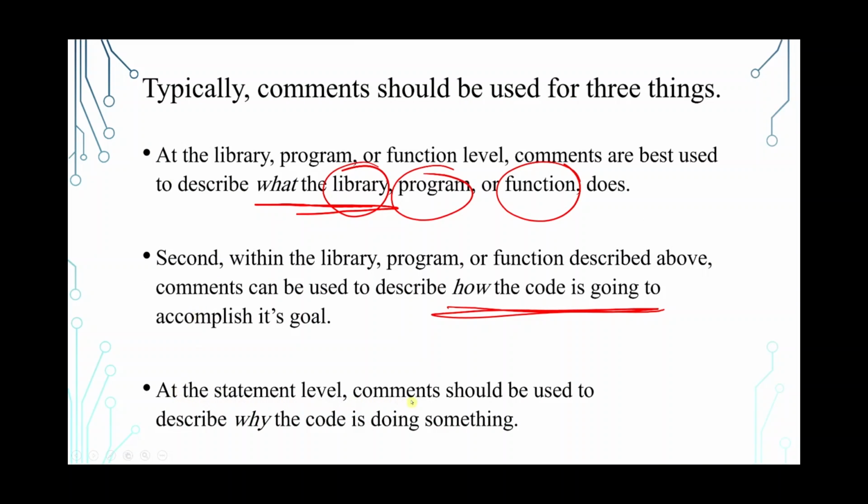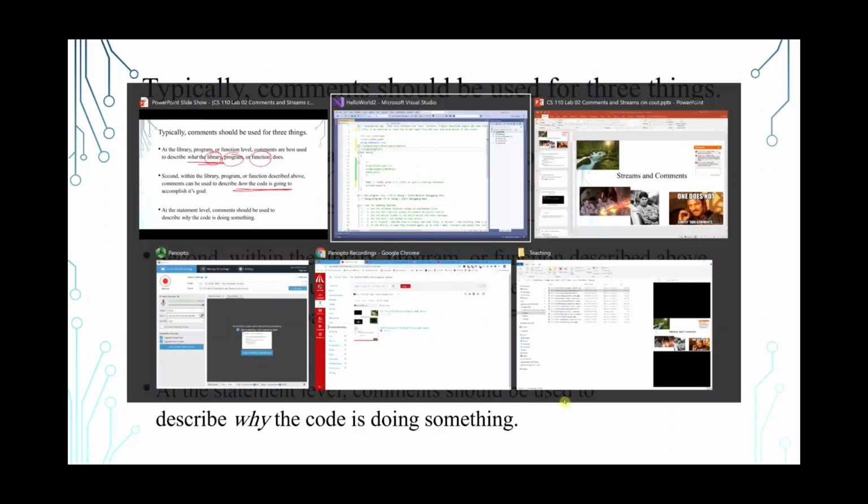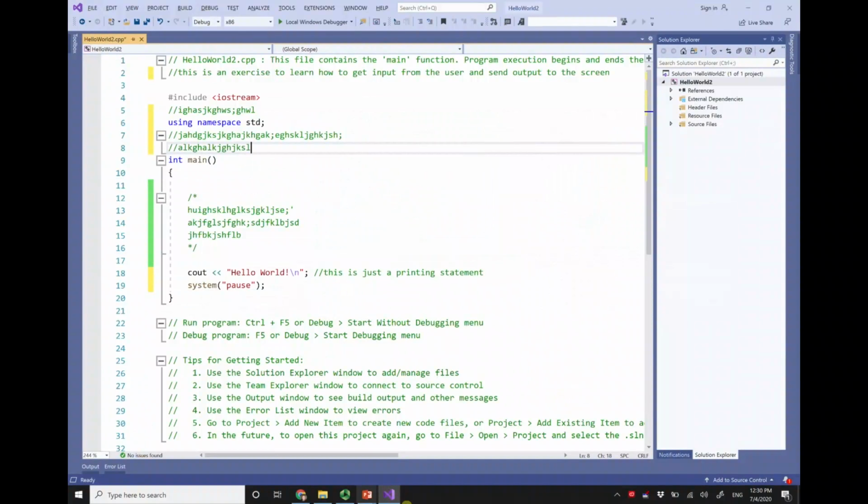So at the statement level, comments should be used to describe why the code is doing something. It's like when we did this. This is a statement level. So you can change that with something more meaningful, something like this is just to print hello world, something like that.